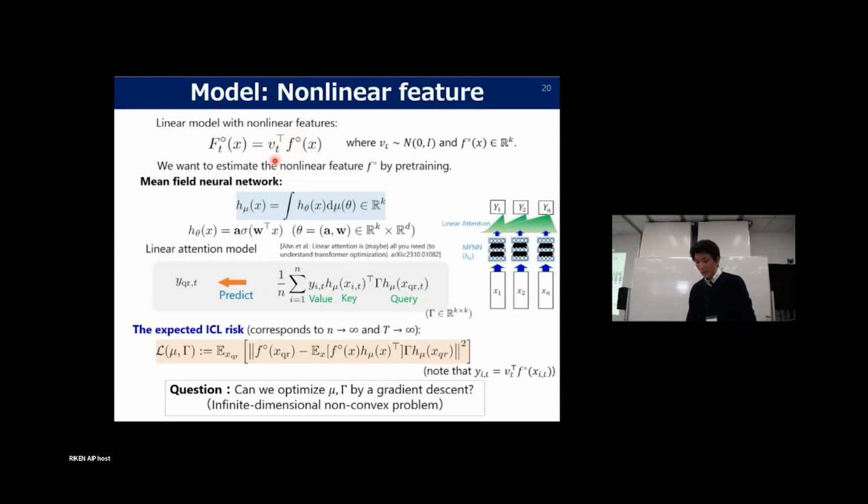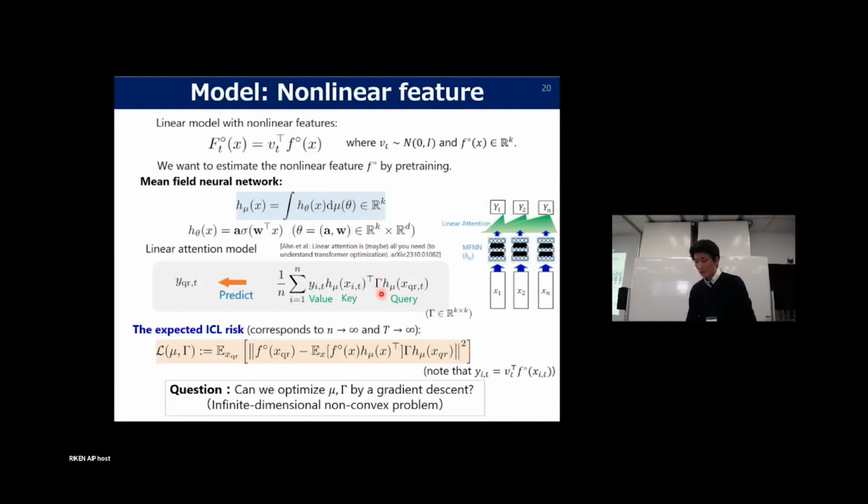To estimate these nonlinear features, we use a mean field neural network like this. Here, for H theta, each neuron with parameter theta has an output vector with k-dimensional real values. So H theta, the output from each neuron, is a k-dimensional vector, and we take the expectation with respect to the parameter theta. This is a mean field neural network with multiple outputs, and this is the model of the nonlinear features.